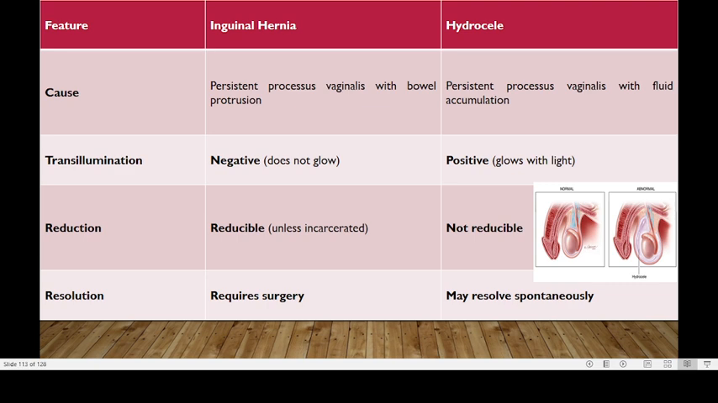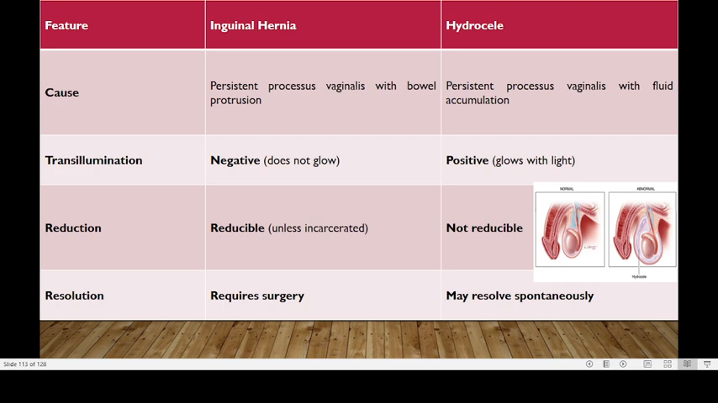So ladies and gents, you need to know the differences between an inguinal hernia and a hydrocele. We can differentiate them in terms of causes, transillumination, reduction, and resolution. Inguinal hernias are caused by persistent processus vaginalis with bowel protrusion, while hydroceles are caused by persistent processus vaginalis with fluid accumulation. In terms of transillumination, inguinal hernias are negative, so they don't glow, while a hydrocele will glow with light.